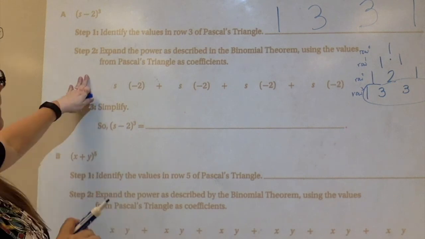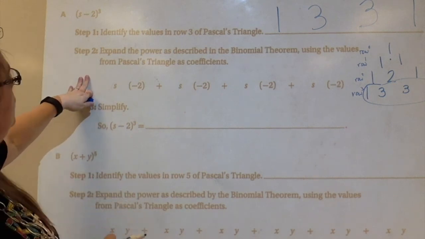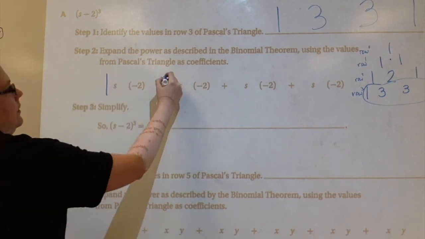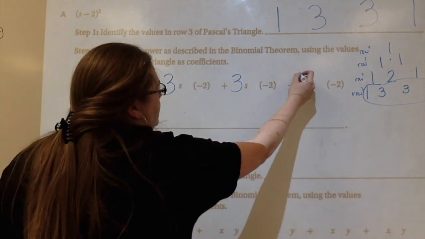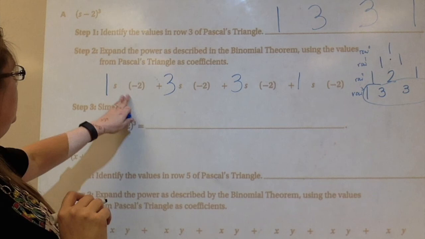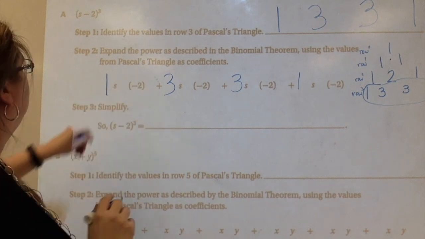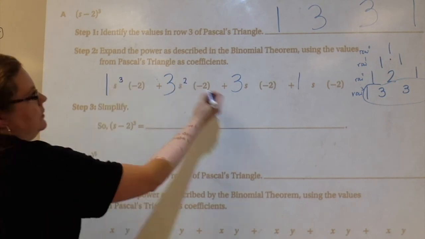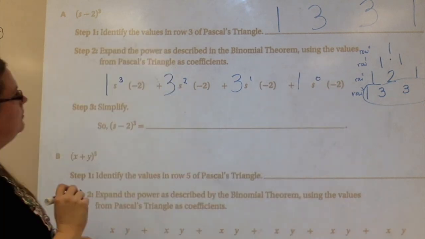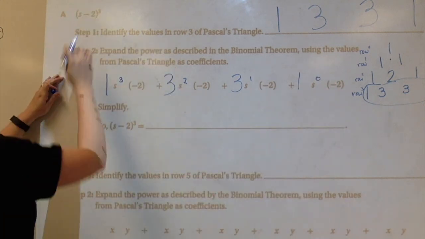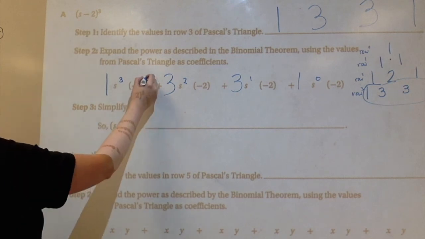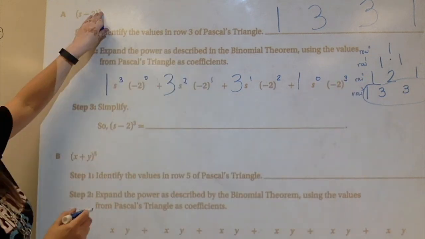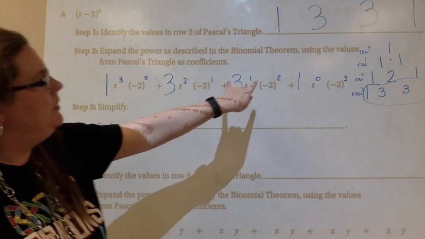Okay? So we expand the power as described in the binomial theorem using the values from Pascal's triangle as coefficients. So we know our coefficients are going to be 1, 3, 3, and 1. And we know that the exponents are going to start with 3 for the s and go down. So this is 3, 2, 1, and 0. And for the negative 2, which is serving as our b, it's going to start at 0 and go 1, 2, and 3. Notice that since we're cubing this, the sum of my exponents is always 3.